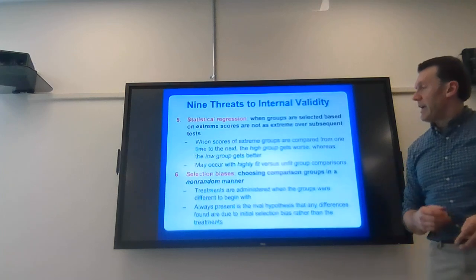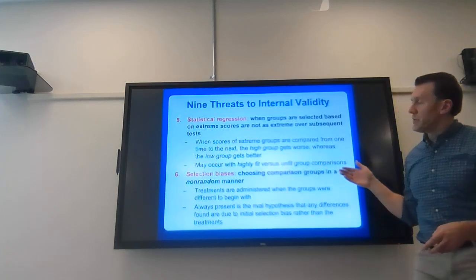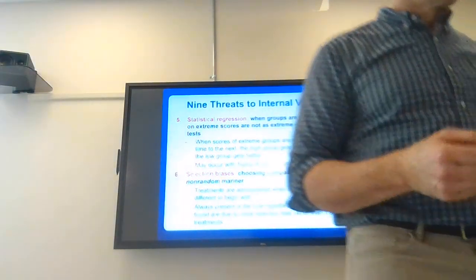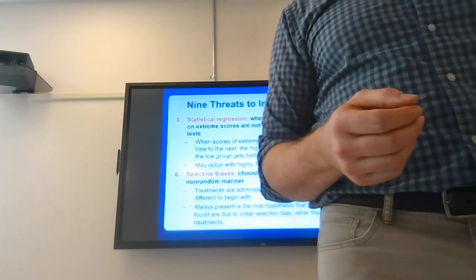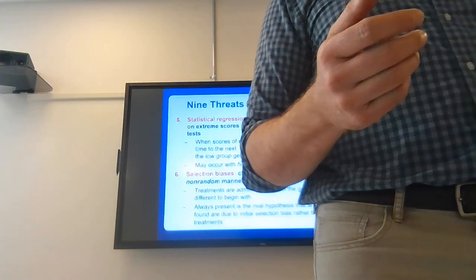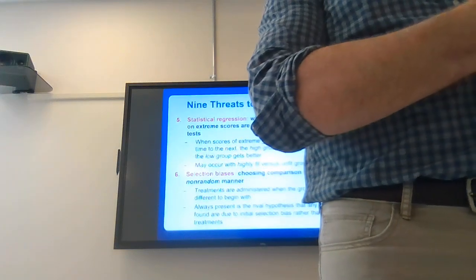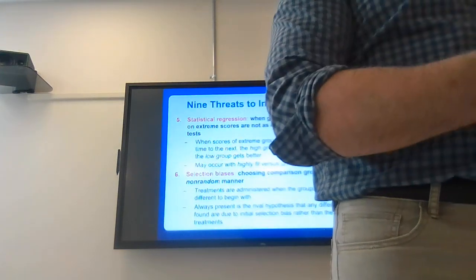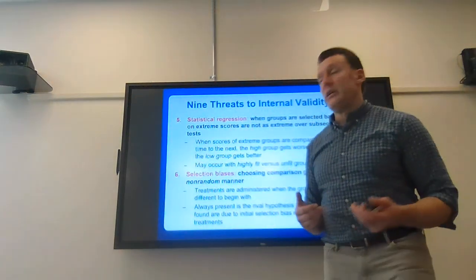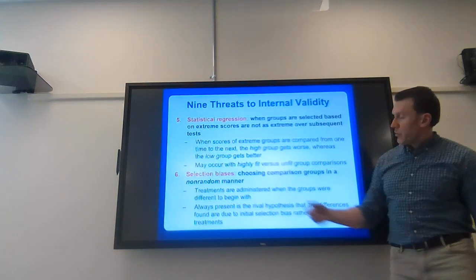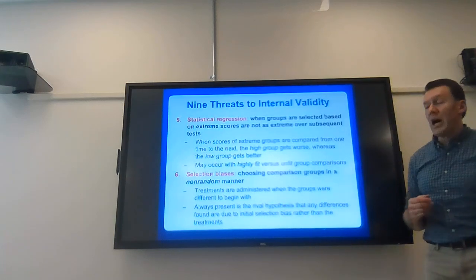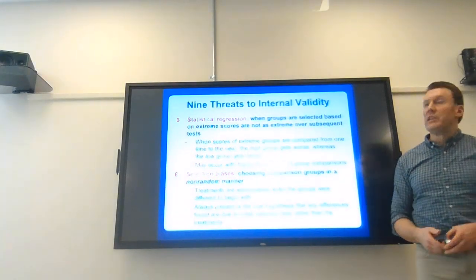Okay, so selection bias. Choosing comparison groups in a non-random manner. So the argument here is that your groups were not equal to begin with. In other words, you're stacking the deck with one group. You're purposely putting a group of people together that are more likely to respond well to a treatment versus the control group. So of course you're going to find differences. So always present is the rival hypothesis that says any differences found are due to initial selection bias rather than due to the treatment itself.